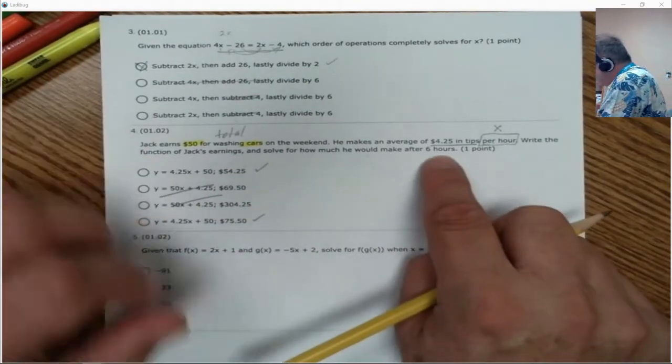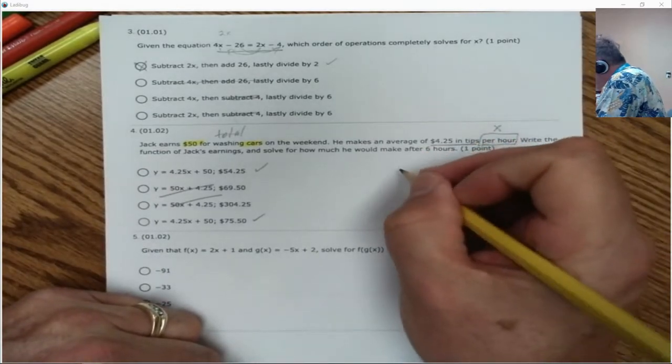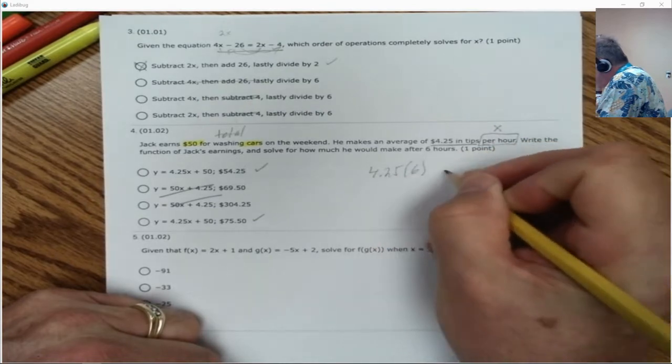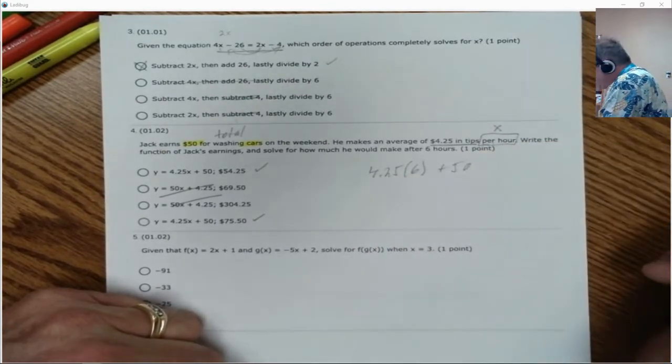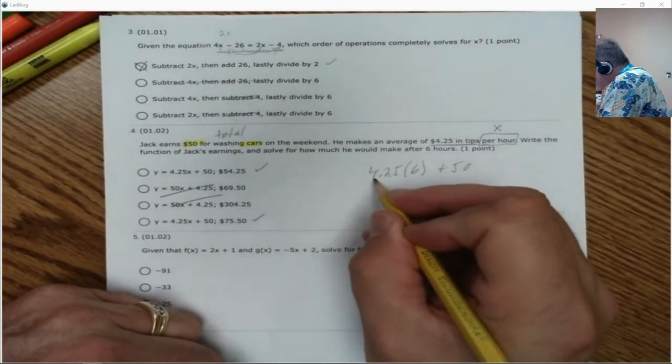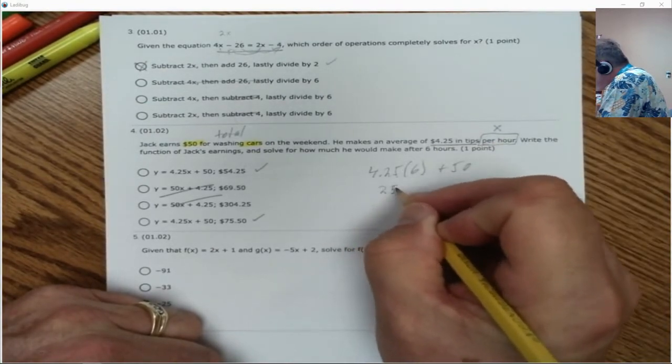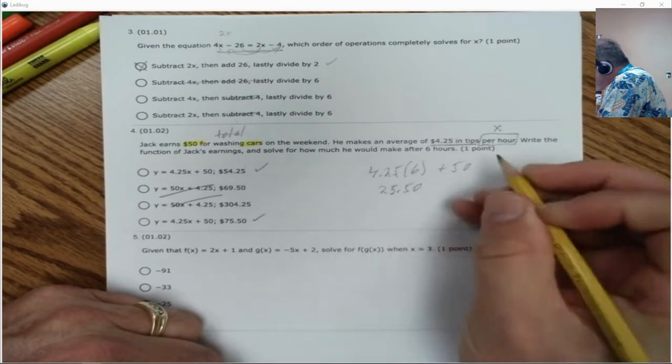So after 6 hours, let's see: 4.25 for 6 hours, plus the $50 that he makes. So 4.25 times 6 is 25.50, plus $50.